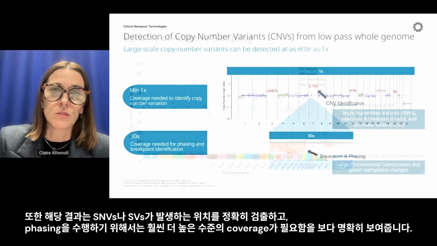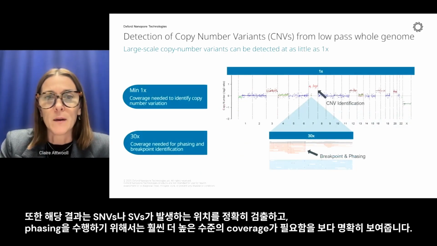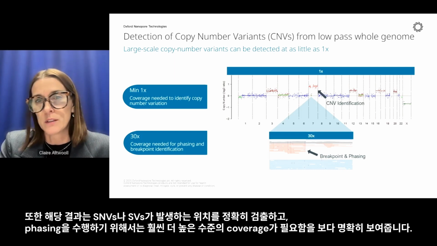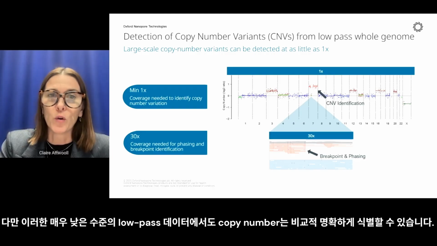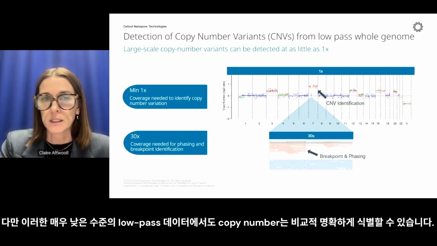And then this just shows in a little bit more detail that we need much higher depth coverage to call things like single nucleotide variants and breakpoints and get phasing. But with very low pass information, we can pretty clearly see copy number identification.